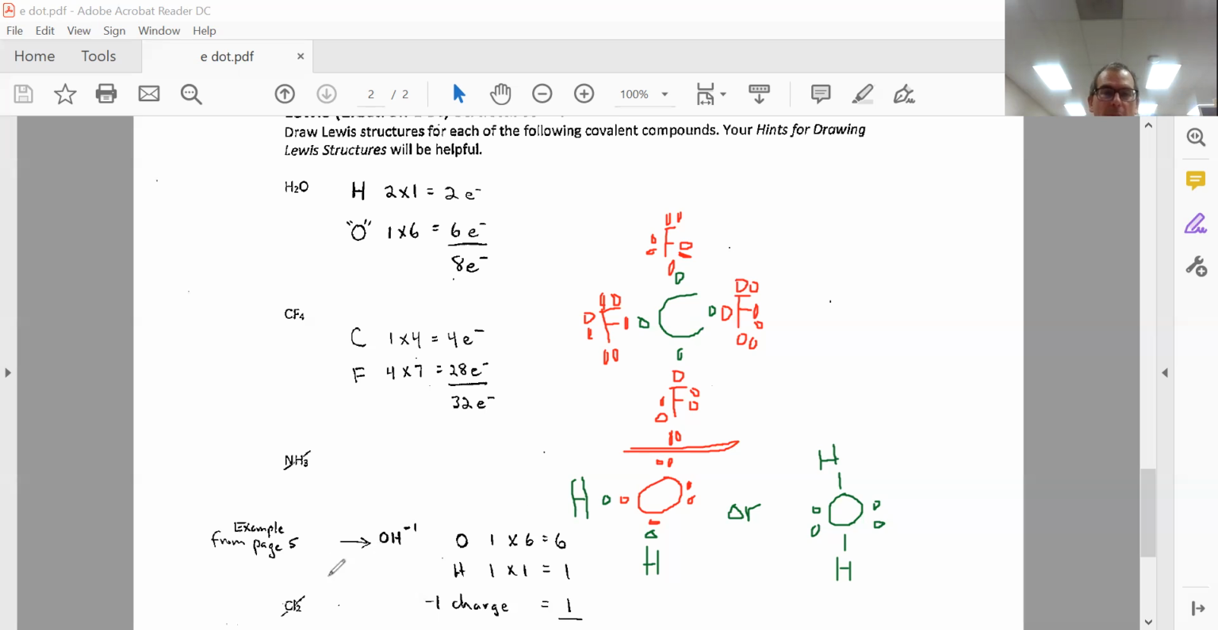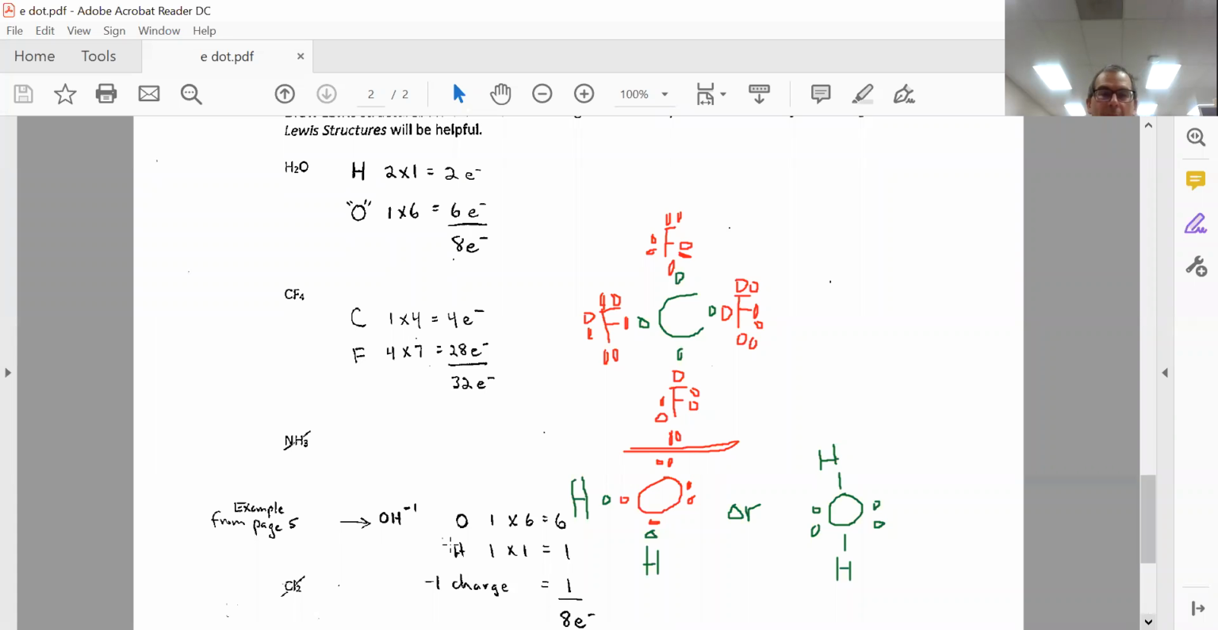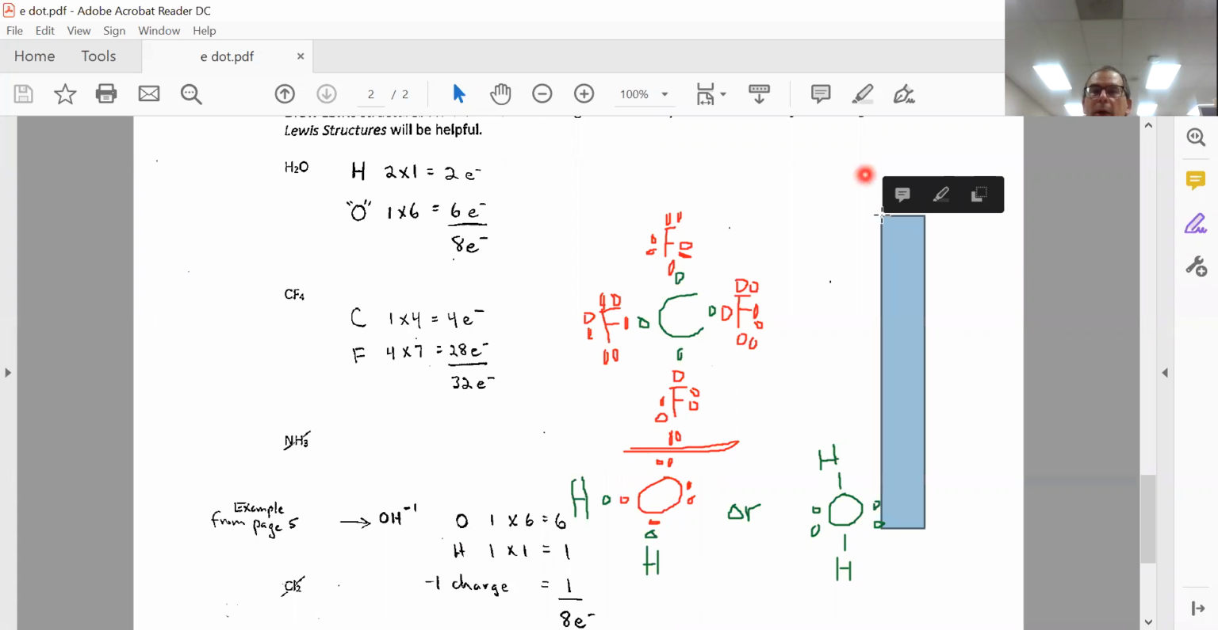Okay, the last one I'm going to look at is OH minus. And I'm going to just scroll down to that briefly. This is actually on the next page. We're looking at pages 4 and 5. And what do you do when you get a negative charge? So I think I'm going to get rid of some of this right here. You clear this out.